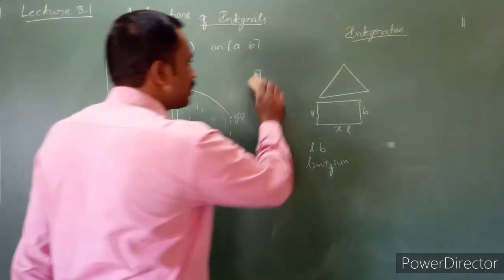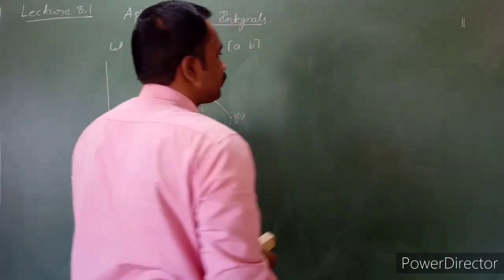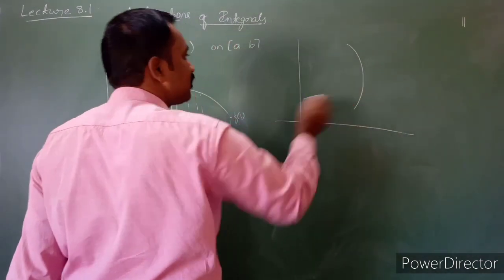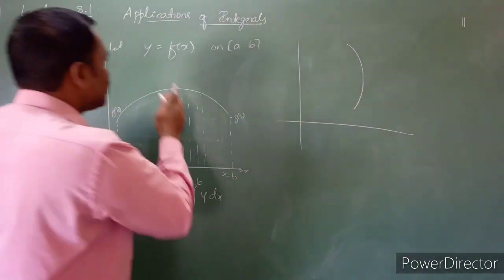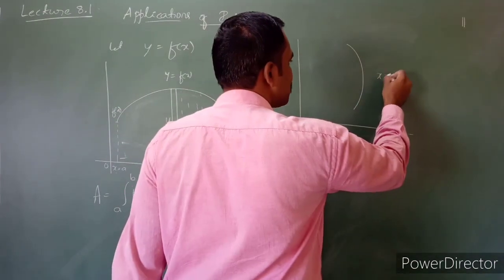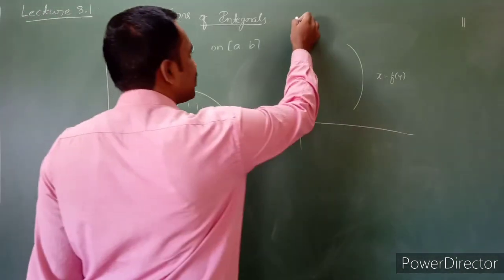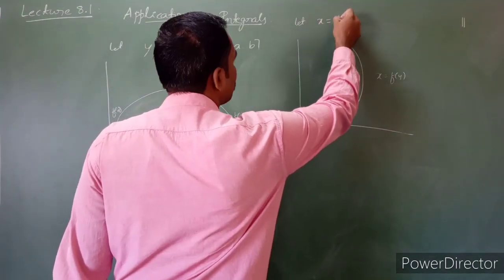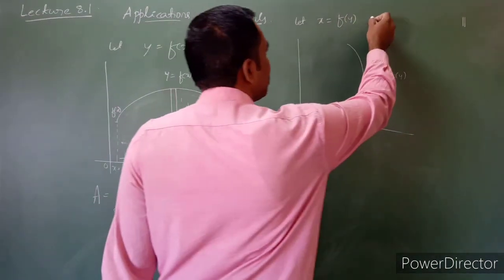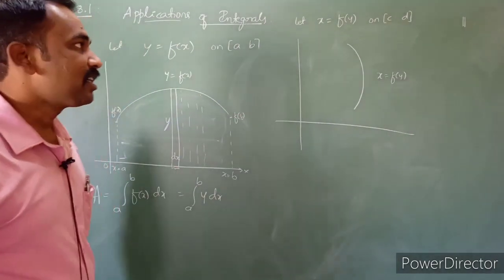Next, one more orientation. Suppose the curve is in this manner. In the earlier case the curve was given as y is equal to f of x. If the given curve is in terms of y, let x is equal to f of y. Here y is in terms of x, and here x is in terms of y. On a closed interval c comma d, I just take a different interval, c comma d.